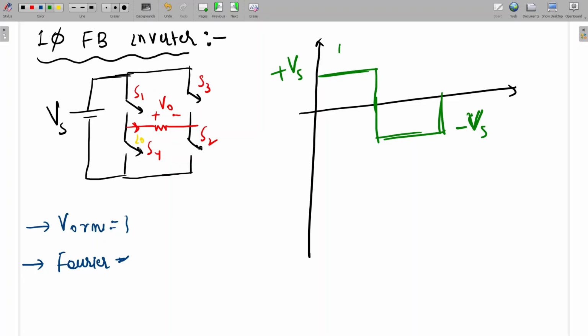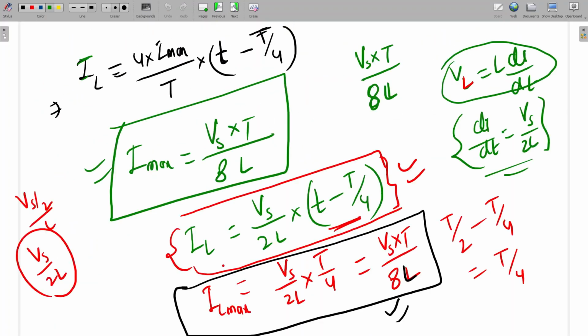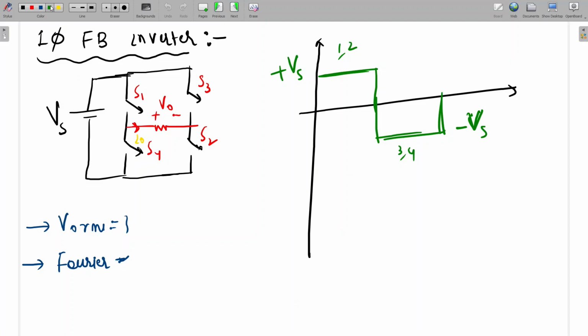Here 1 and 2 will be on, and here 3 and 4 will be on. Sir, why is the anti-parallel diode not connected here? It is just not given; we can connect it here also. In our next case I have given that, connected with a load. If an inductive load is there, then these diodes are required, but for a resistive load, current will be in the same direction.